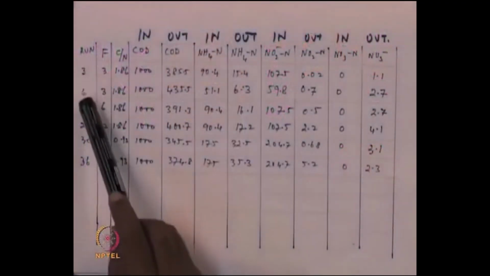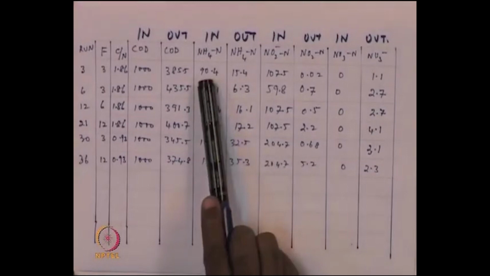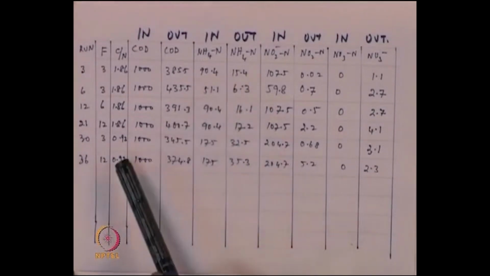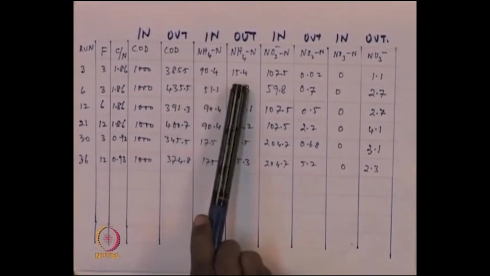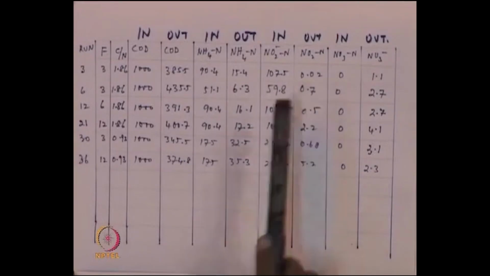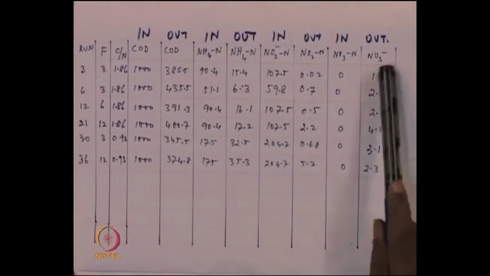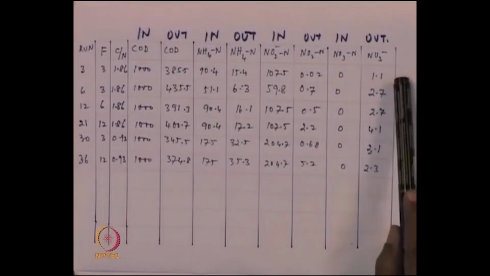Now, let us just look at this data and ask a few questions. We have 7 sets of data out of the large number that I have given you. Let us look at what happens to ammonium, what happens to nitrite. Just look at the data. You started with 90, it went to 15.4. You start with 107, it becomes almost 0. That means, in this process nitrite is almost fully consumed, and you can see the amount of nitrate is not very large.